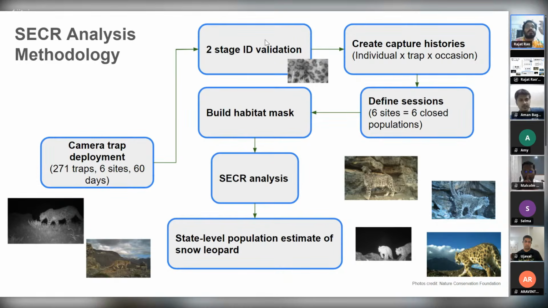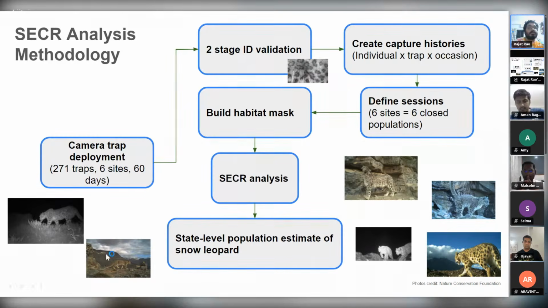After we extracted the snow leopard images, we did a two-stage validation, which is basically comparing the rosettes, these patterns of the snow leopards, and assigning an identity to each individual. With that, we created something called capture histories. These were all inputs for SECR, and we defined the sessions and built a habitat mask, again using QGIS, and all of these went into the SECR analysis, which we did using R. This gave an output of the density of snow leopards within the entire state.